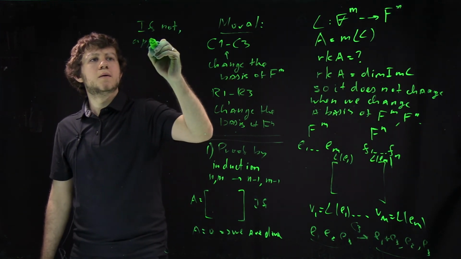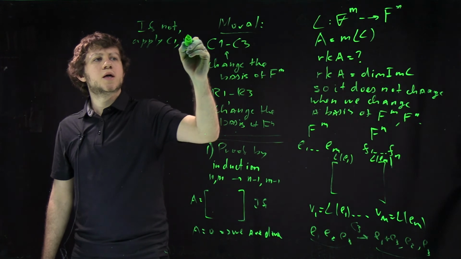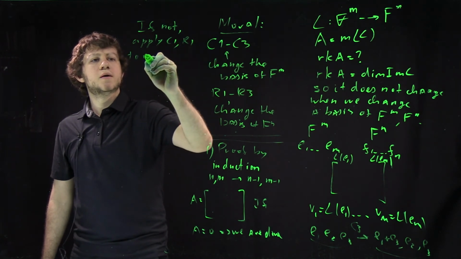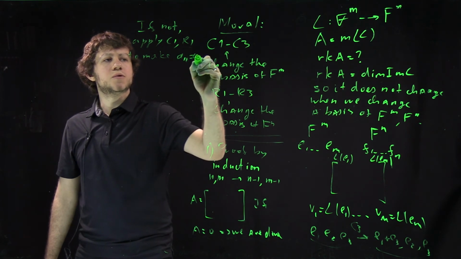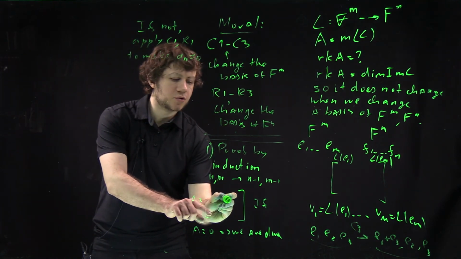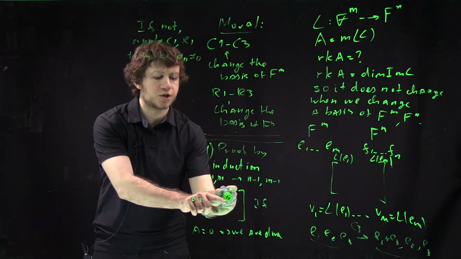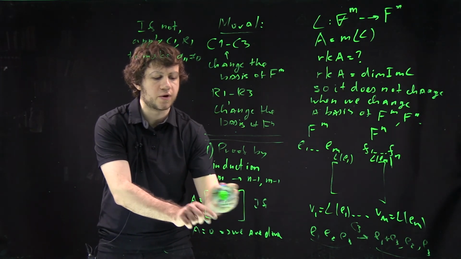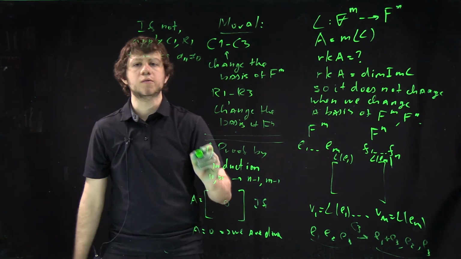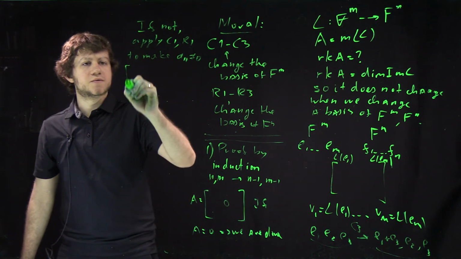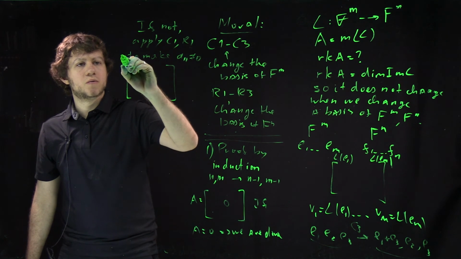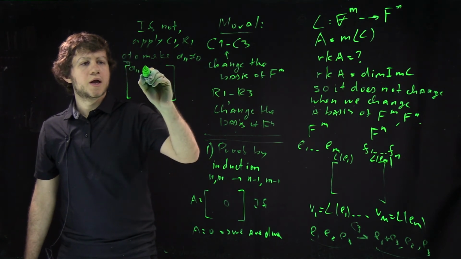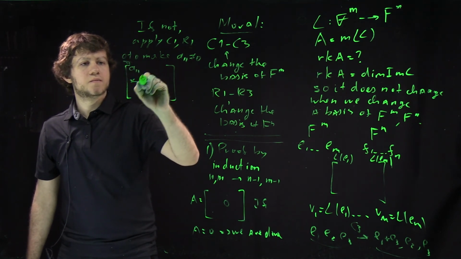apply C1 and R1 to make A11 not equal to 0. So there is some non-zero term. Let's just exchange the column where it stands and the row where it stands with the first row and column. And now we have this first term, which is A11, which is not 0, and everywhere else we have something.